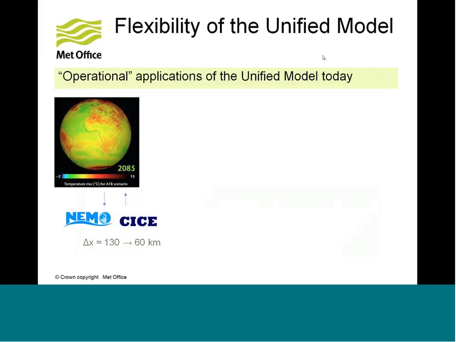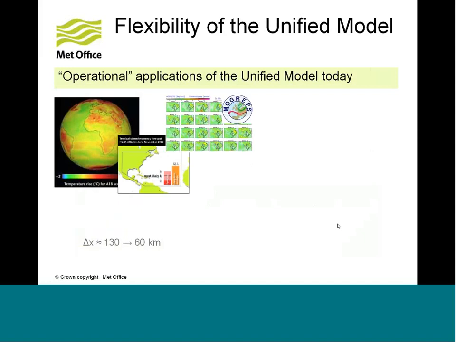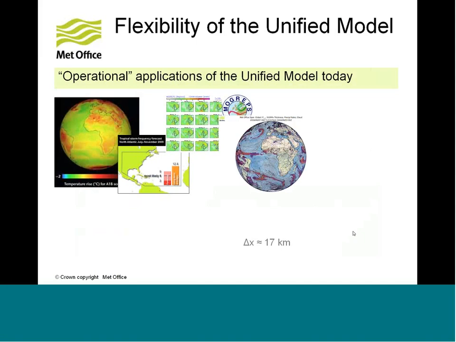Today, the unified model is a very flexible atmospheric modelling code. It's used for a wide range of applications. So within the Met Office, in terms of our products and outputs, we do centennial climate change experiments as part of CMIP exercises using the model coupled to ocean and sea ice models at resolutions of about 130 to 60 kilometres. And we have a seasonal forecasting system, ensemble prediction system, deterministic global NWP.